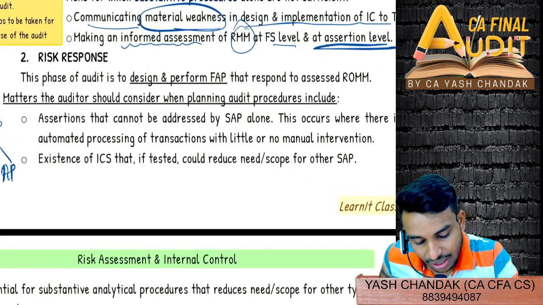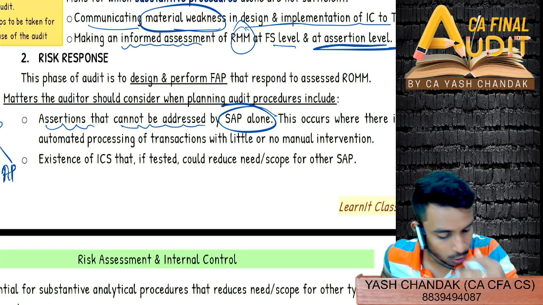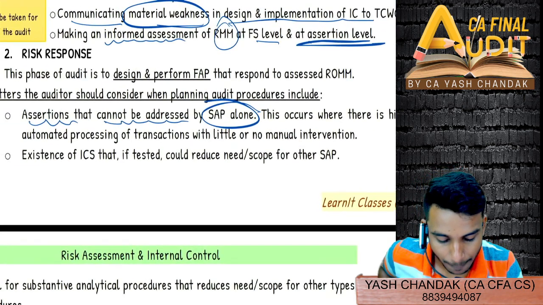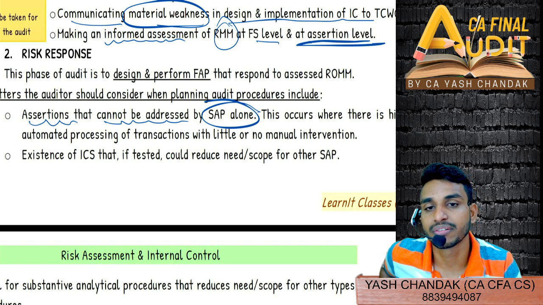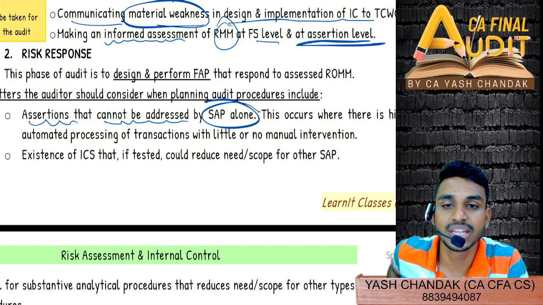So they say in the first point that there could be assertions that cannot be addressed by SAP alone. This occurs when there are highly automated controls with little or no manual intervention. This I have explained already. Just give me the example which I gave in the class.